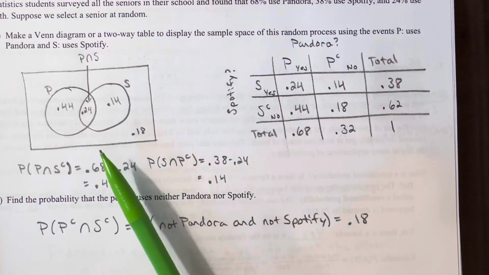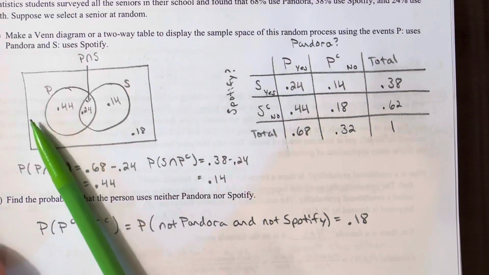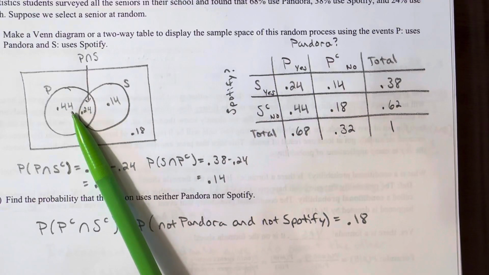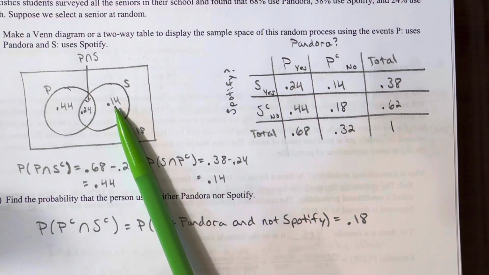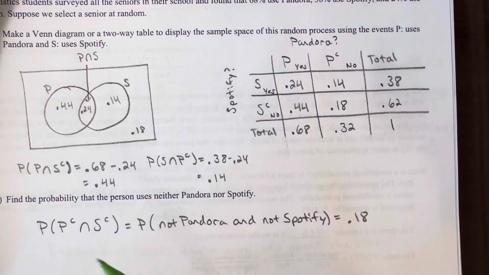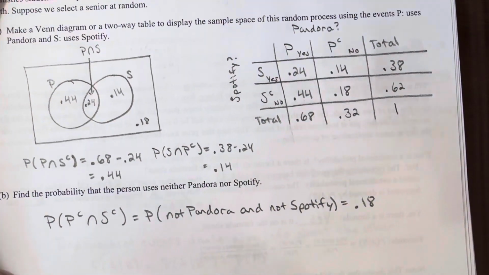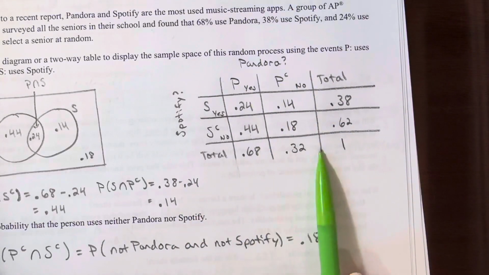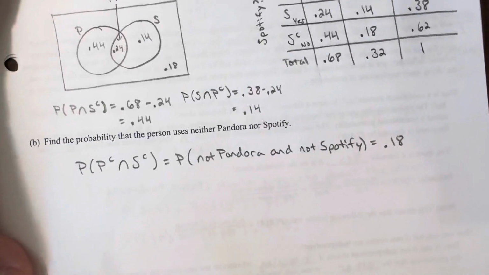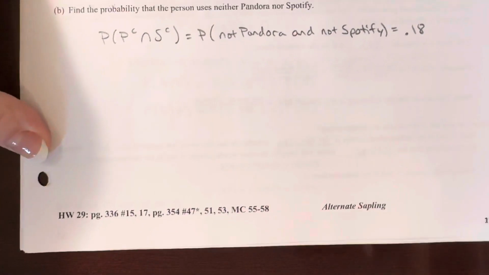You could take the probability of they use one or the other and then subtract from 1, like the 0.44 plus 0.24 plus 0.14 gave me the 0.82. 1 minus 0.82 would give me the 0.18. If you have the two-way table here, then you don't really need to show your work for it. It's your choice how you work through that one. All right, please try these problems and we'll see you in class.